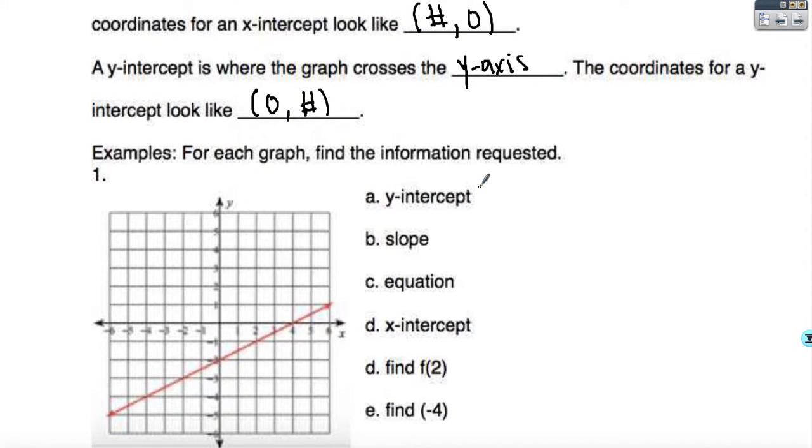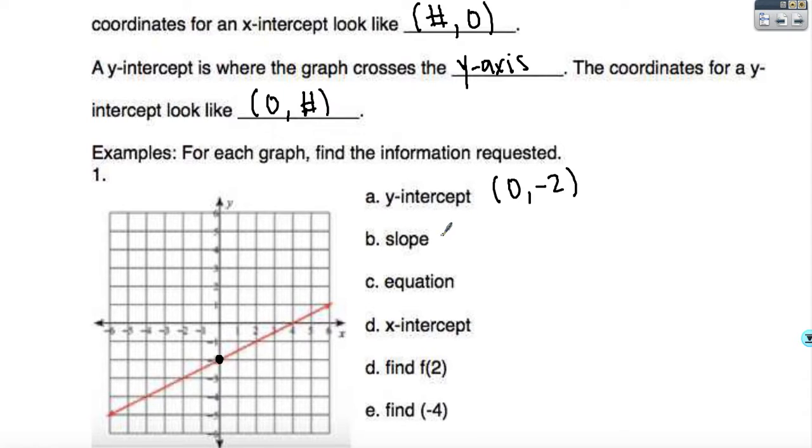For each graph, we're going to find the information that's requested. So we're going to use the graph that's to the left to answer these questions. So the first question it asks us is, what is the y-intercept? So if I want to find the y-intercept, I would go to my y-axis and find where my red line crosses my y-axis, and so that'll be right here at -2. That makes my y-intercept (0, -2).